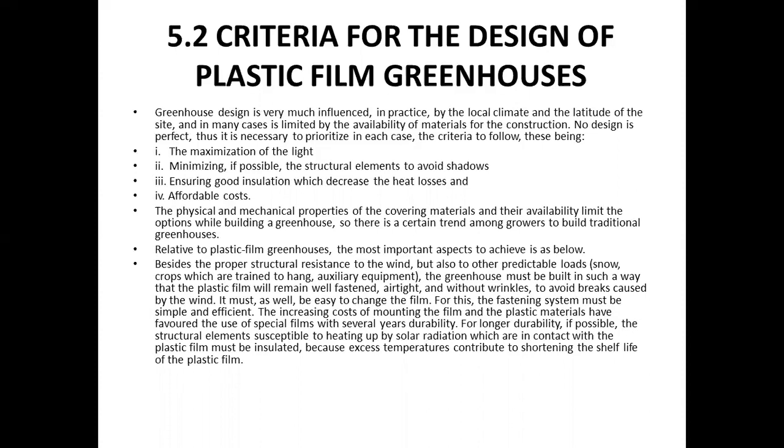Okay, so what they have told us to have the necessary facilities from the environment point of view, or from the outdoor point of view, is that the maximization of the sunlight, or the maximum sunlight, should be attracted towards the greenhouse. Then minimizing if possible the structural elements to avoid shadows. So outside structural elements should be kept to a minimum to avoid the obstruction in the photosynthesis process of the plants, which depends on the solar radiation.